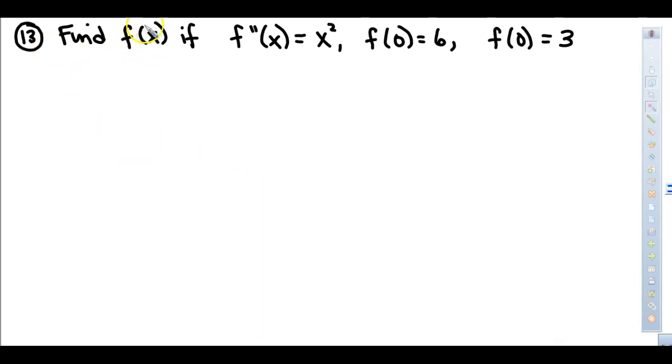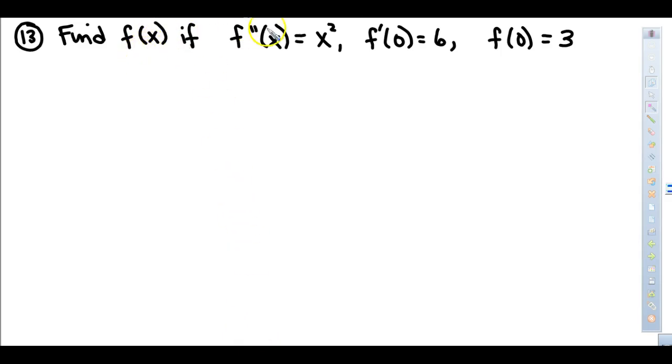It says find f of x if f double prime of x is x squared, f of 0 is 6, and f of 0 is 3. And I forgot to put something in there. Yes, f prime of 0 is 6. There we go. Put that little accent mark in there. All right.